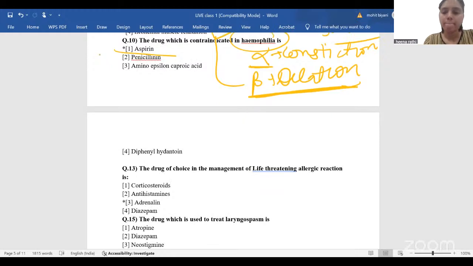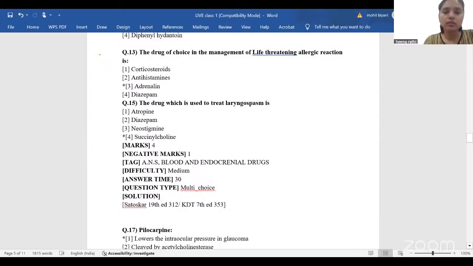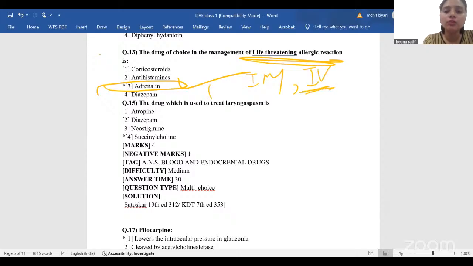Next question: the drug of choice for the management of life-threatening allergic conditions, wherever there is anaphylactic shock, we will give adrenaline only. This adrenaline is also given very carefully. We will give it by the intramuscular route, 0.5 mg IM. And if we want to give it by the IV route, we have to dilute it to 1:10,000 or 1:1 lakh.